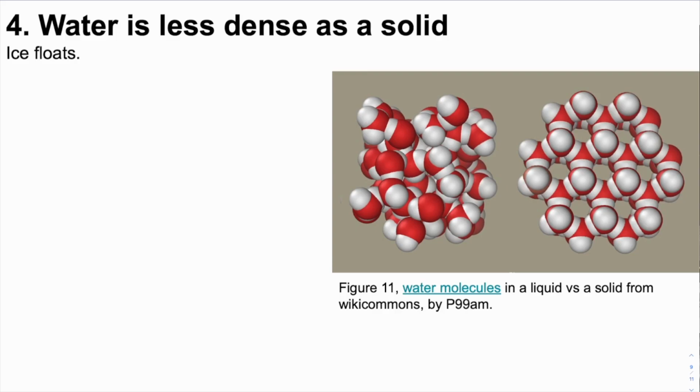Finally, we have the fourth special property of water. Water is less dense as a solid than as a liquid, which is a very unusual property. Most compounds are denser as a solid. Think of something heavy, like lead.